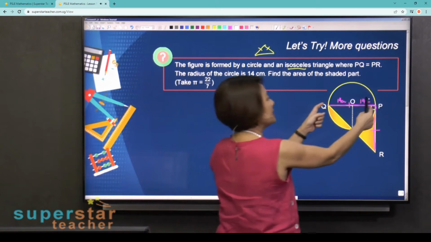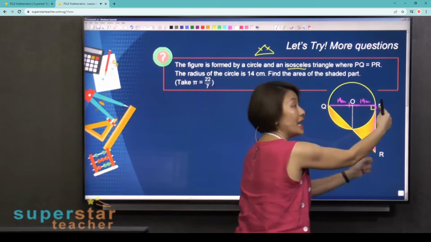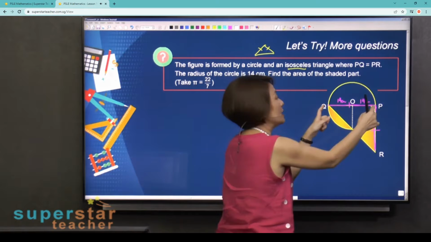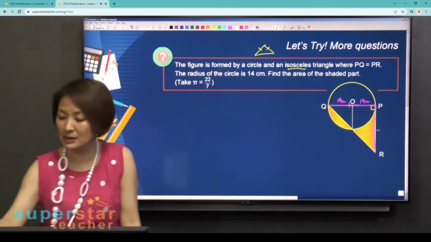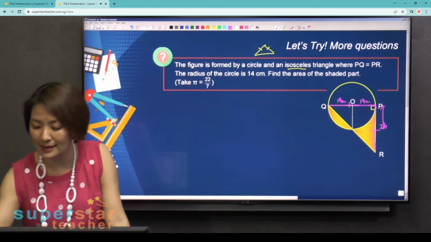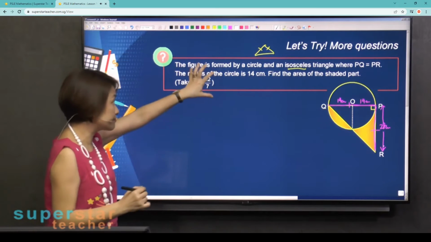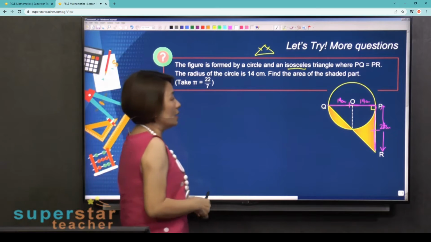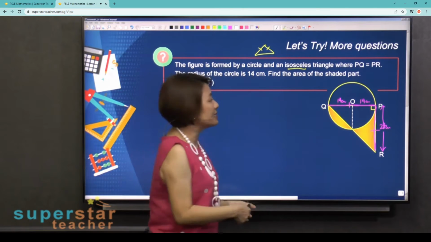And because this is the same as this, I know that this diameter is what? 28, right? 14 plus 14 is 28. So I know that this is actually 28 centimeters. You see, one thing leads to another if you are able to read with meaning. Okay, now find the area of the shaded part. So now we just go direct.